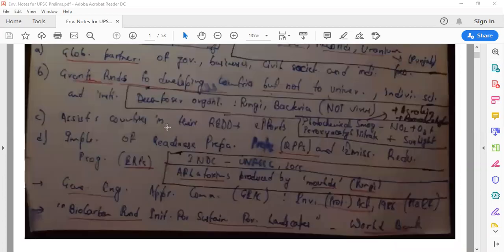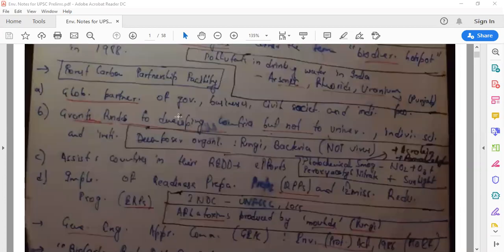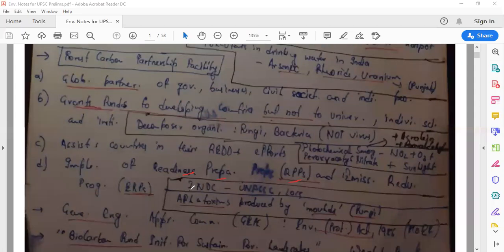So we are talking about the Forest Carbon Partnership Facility. It also implements Readiness Preparation Proposals, RPPs, and Emission Reduction Programs, ERPs. So ERPs and RPPs are organized by the FCPF, Forest Carbon Partnership Facility.